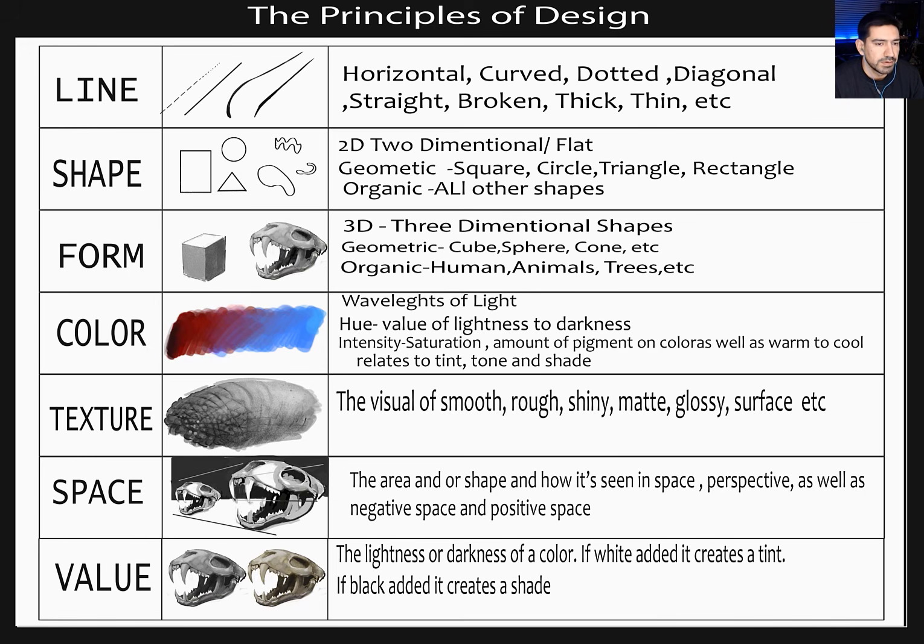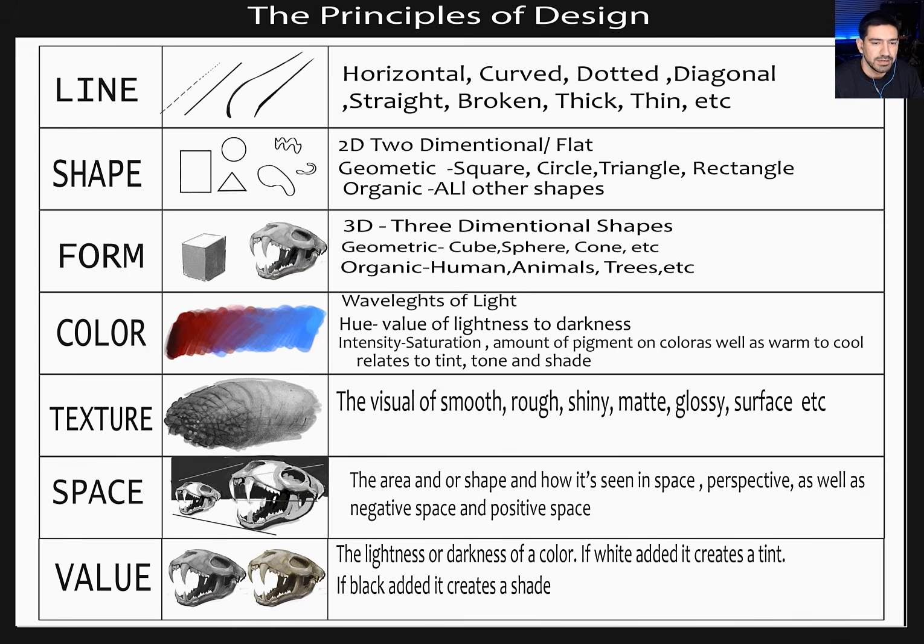Just to go over them really quick, for line, we have horizontal, curve, dotted, diagonal, straight, broken, thick or thin. Those are just some examples. When it comes to 2D shapes, we have geometric, square, circle, triangle, rectangle, all flat. And then organic, all other shapes. I just drew in some examples. We go to form, the 3D dimensional shapes, starting off with the geometric, which are cube, sphere, cone, you can do pyramid. We go to organic: human, animals, trees. Those are just examples.